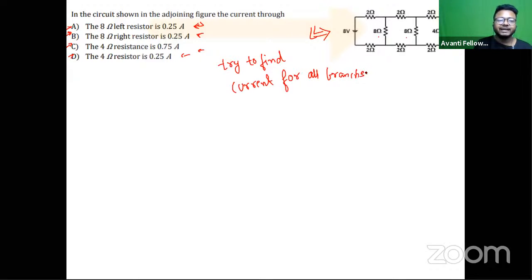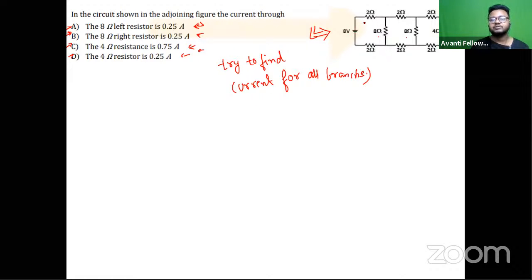Okay, I know what you will do. You will try very hard and give your 100%. You will waste your 3 minutes trying to find it for the 8 ohm resistance, and you will get to know that the 8 ohm resistance does not have 0.25 only. So both these options are incorrect, and you will have wasted your time. Then you have to find the current for the 4 ohm. So try to find the current for all branches, which is the easiest way, then check which of the options is correct, and then directly mark it and go back to the next problem. This is the easiest way of solving such type of problem, because you will have like 1 minute or 1.5 minutes or 2 minutes only for solving a particular question.